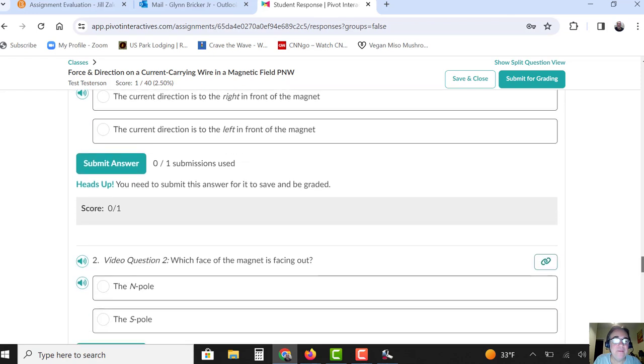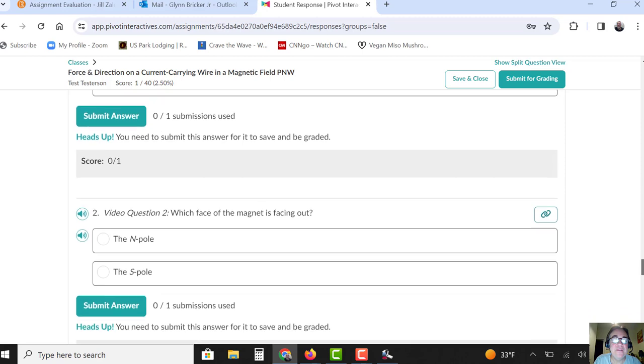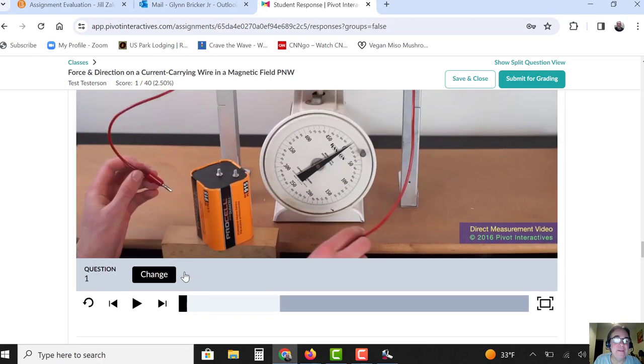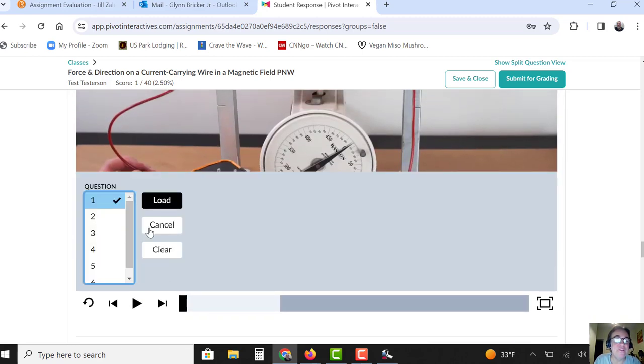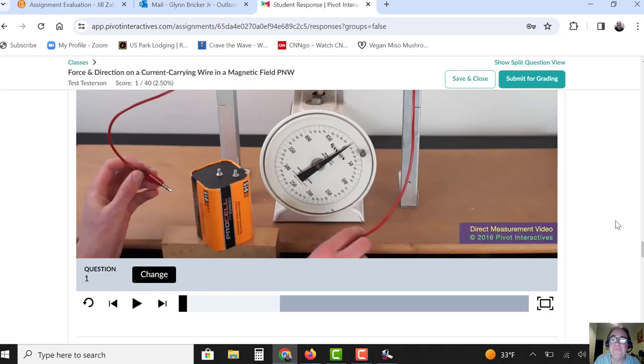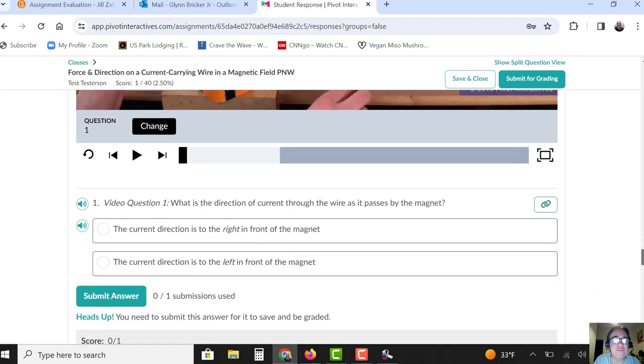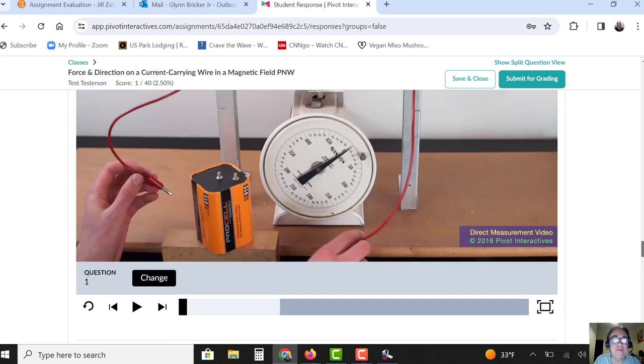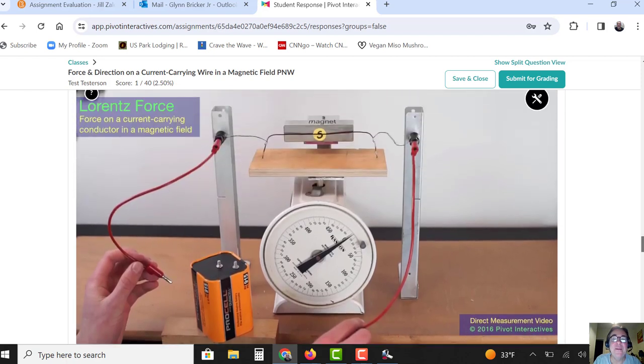The next one, you have to switch it over to question 2, right? So you can change that by hitting change, and then you can select question 2. I'm just going to do cancel here. So maybe I wasn't clear on this first one. What is the direction of the current? You can't tell by looking at the battery.